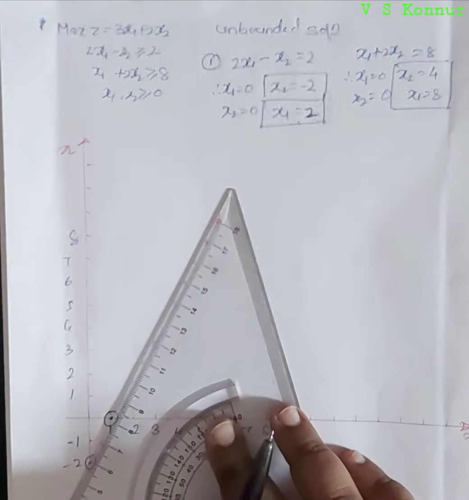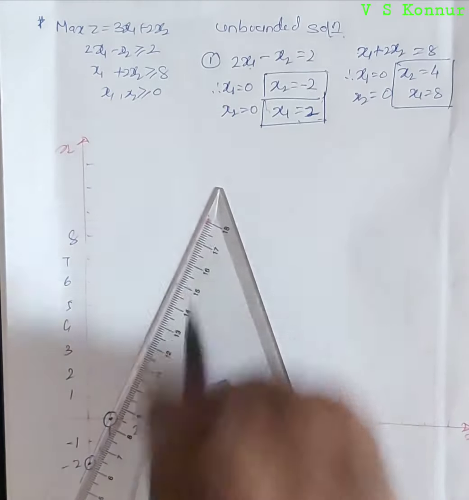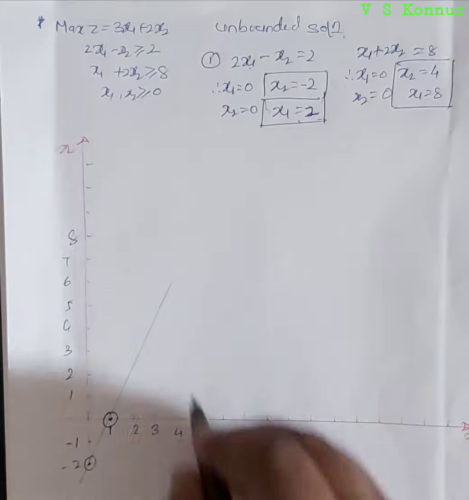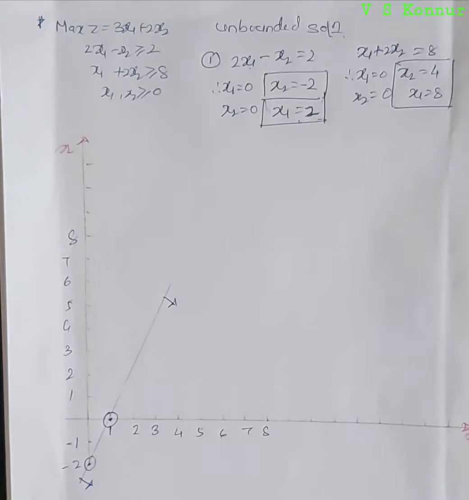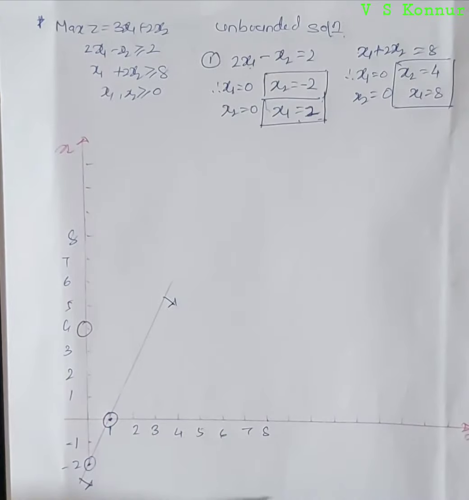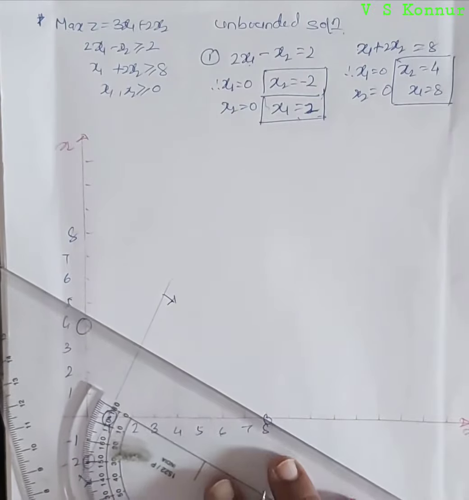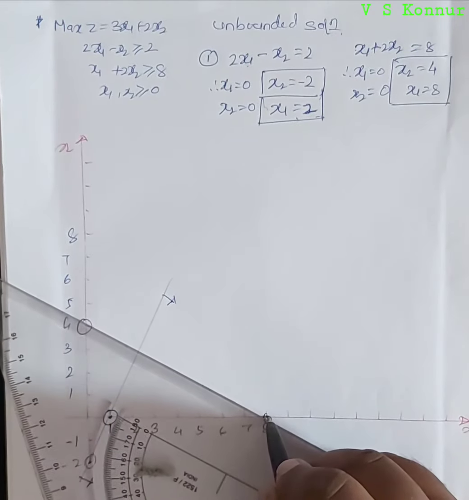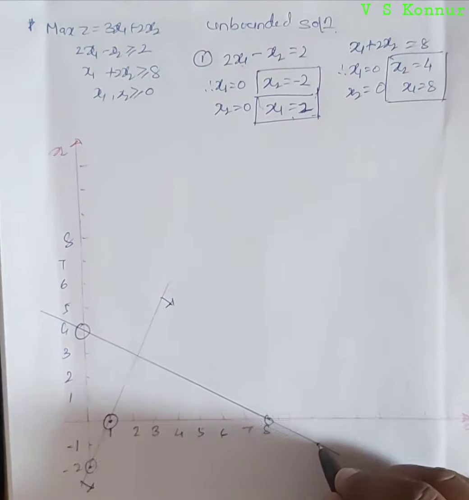Right, we have to draw a line. It is a greater than or equal to sign, so you have to draw away from the origin. Next, another one is x2 equal to 4, x1 equal to 8. You have to draw a line, with the greater than or equal to sign away from the origin.